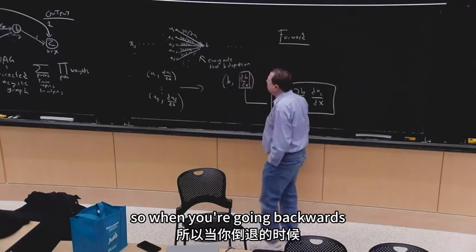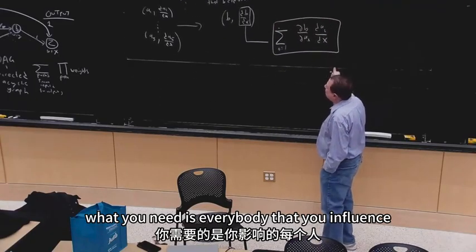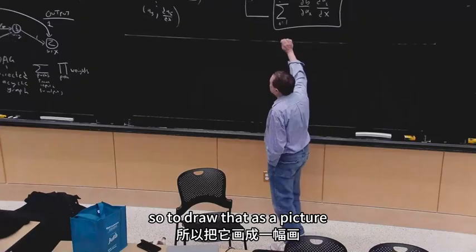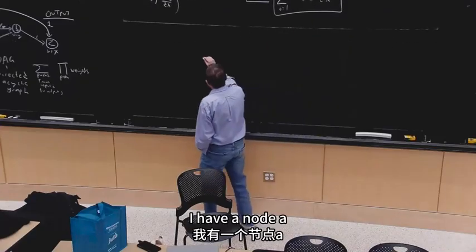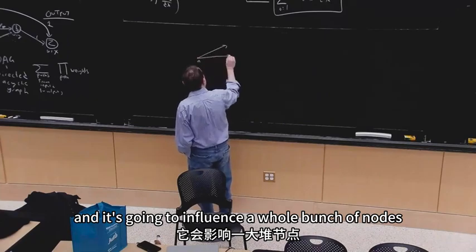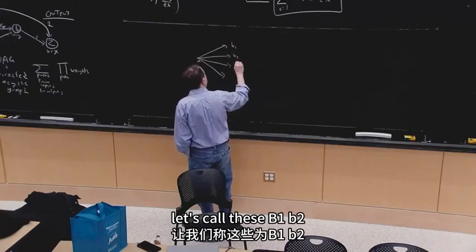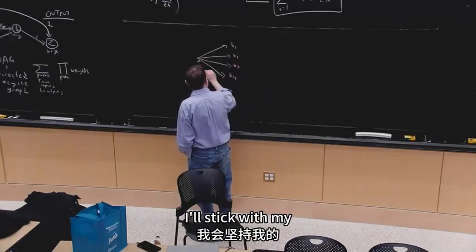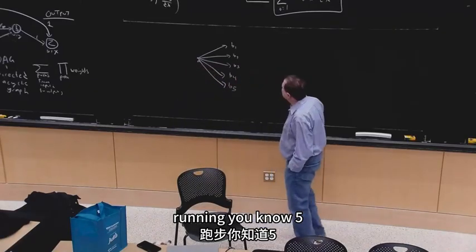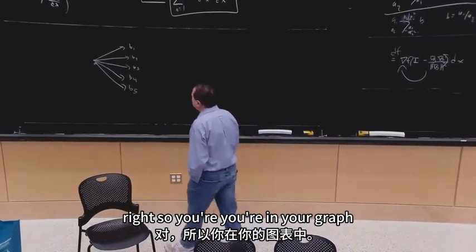So when you're going backwards, what you need is everybody that you influence. To draw that as a picture, I have a node A, and it's going to influence a whole bunch of nodes. Let's call these B1, B2, and I'll just stick with my running 5, but there's nothing special about 5 here. So you're in your graph.